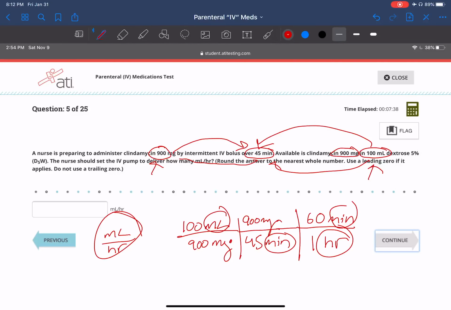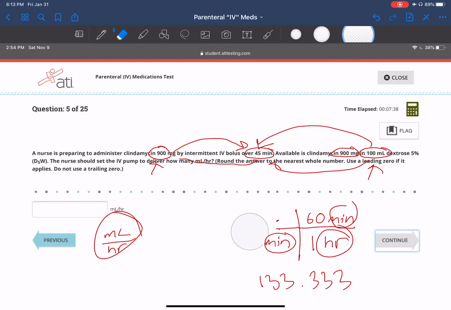All right. So remember, we're multiplying by the top and then dividing by the bottom. So we have 100 times 900 times 60, divided by 900, divided by 45, divided by 1. And that comes out to be 133.33. Okay, I can't write. 0.333.